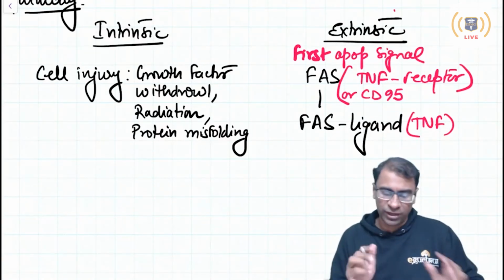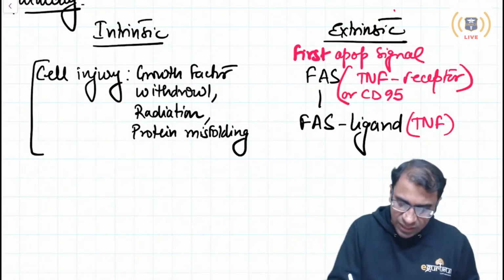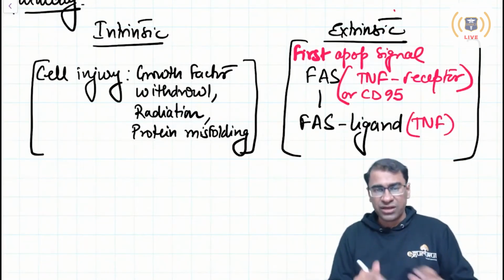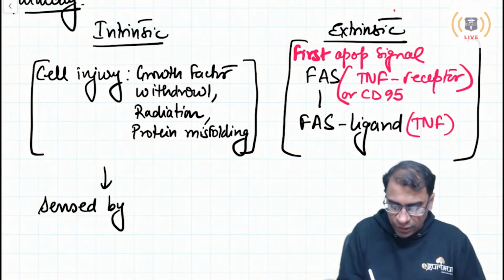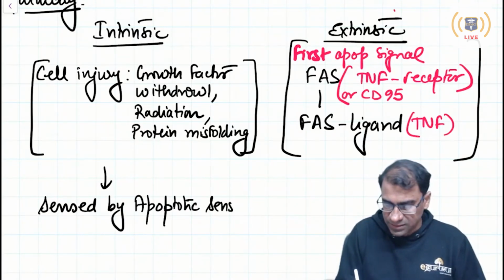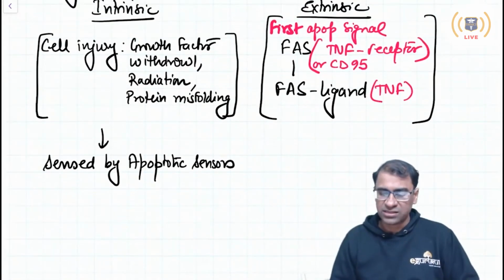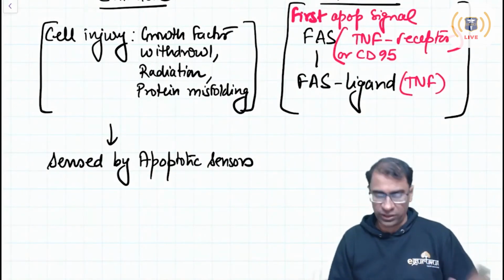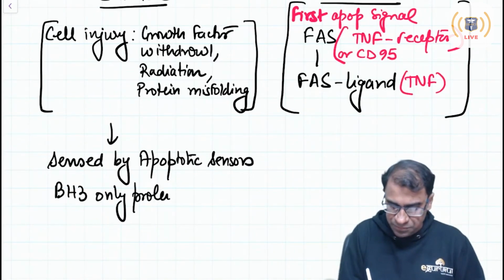Let's move ahead first. देखो क्या होता है? The cell injury, this whole cell injury, is first sensed by molecules called apoptotic sensors. The apoptotic sensors are actually a family of molecules which belong to the BH3 only proteins.